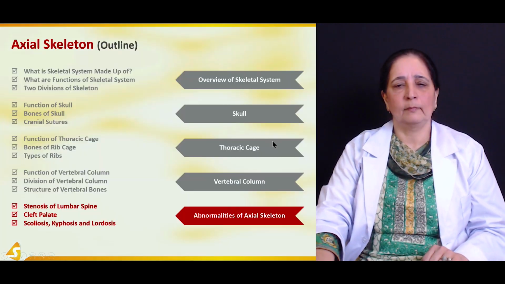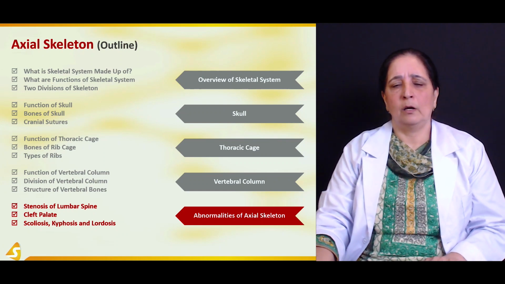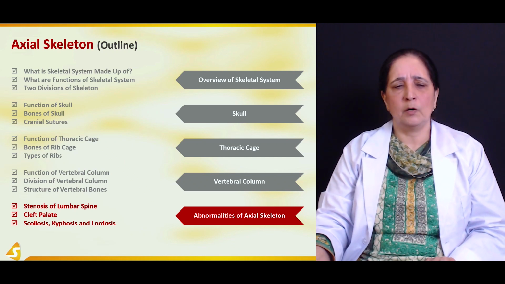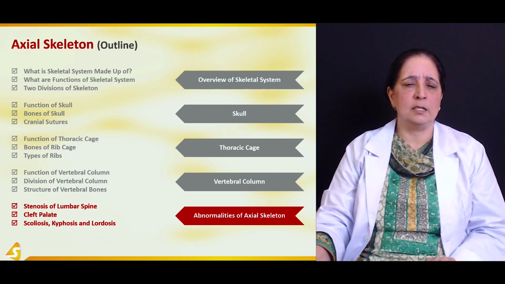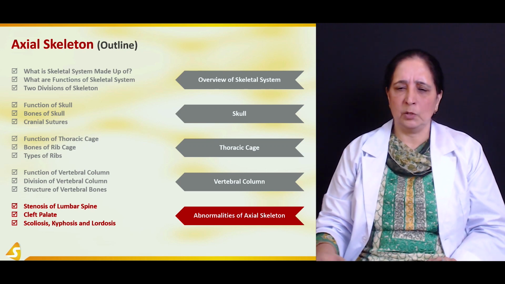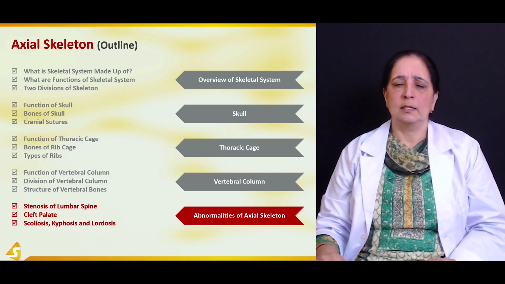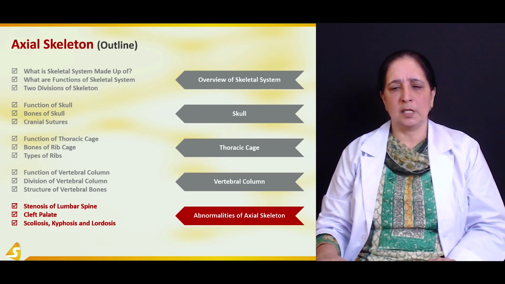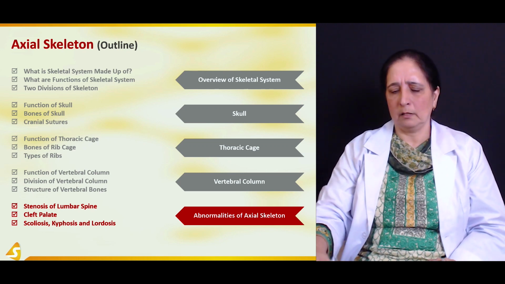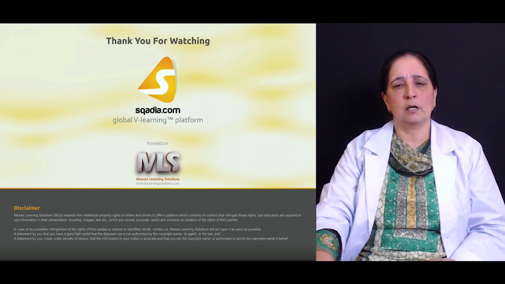So this concludes section 5 of the lecture Axial Skeleton, in which we talked about some common abnormalities of the axial skeleton, which are stenosis of the lumbar spine, cleft palate, and scoliosis, kyphosis, and lordosis, which are abnormalities of the curve of the spine. Thank you for watching sqadia.com.